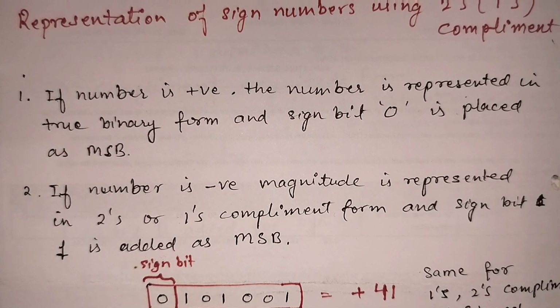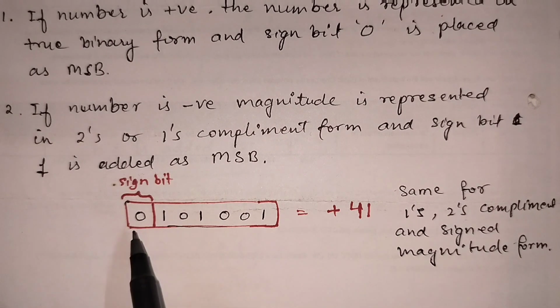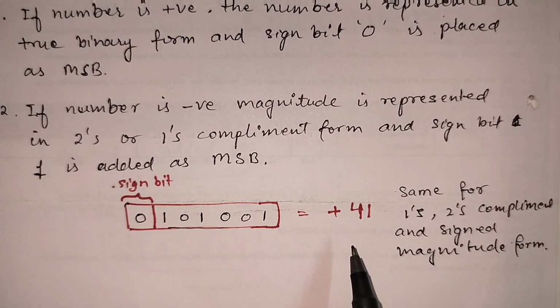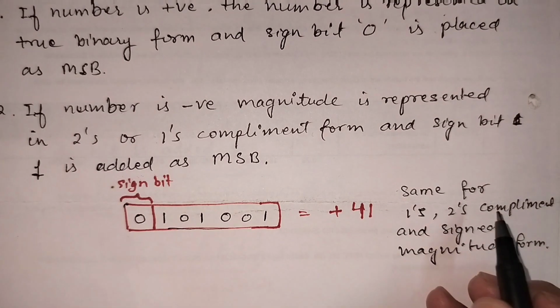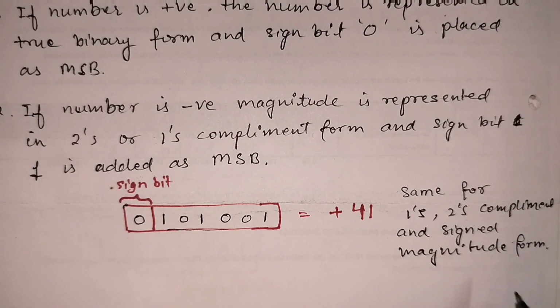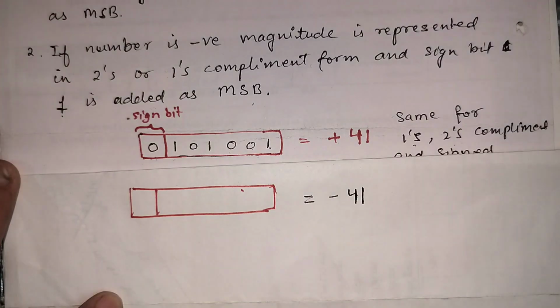Here we will see it now. When we represent a signed positive number, the number is the same in case of 1's complement, 2's complement, or the signed magnitude form. This will remain the same.